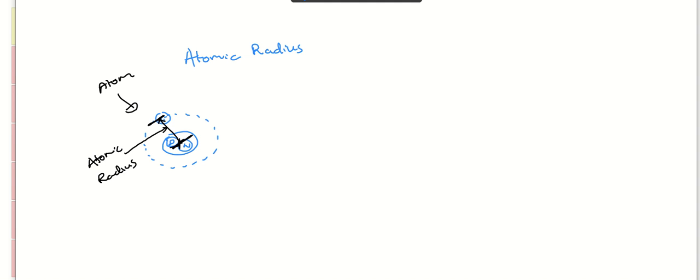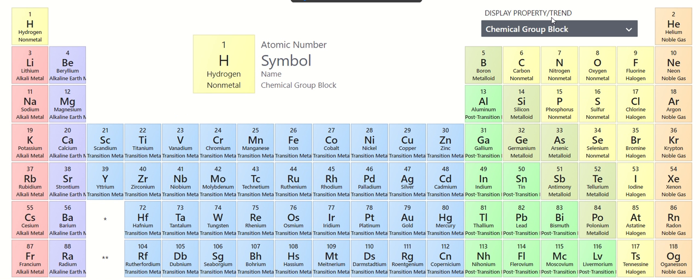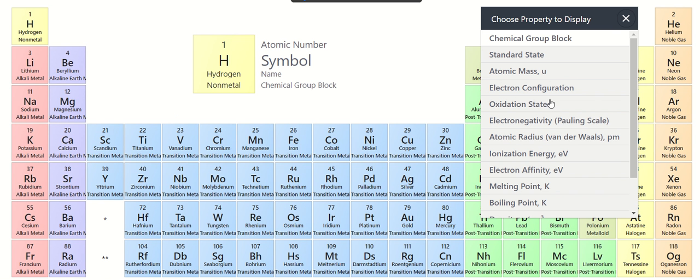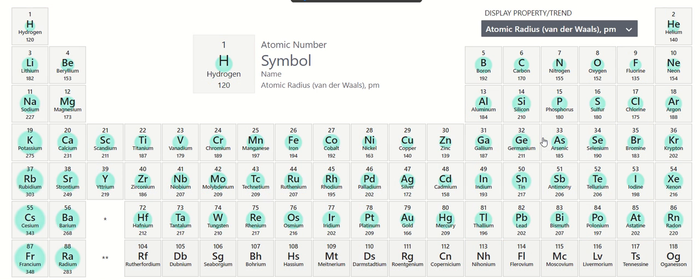Okay, so if I go to display properties and trends, just click on this, it will say atomic radius. Click on that. You can see, if we just look at the numbers from left to right, the atomic radius here is 120 pm, which is picometers. That's 10 to the power of minus 12. Very, very small number. And then on this side here, the helium has 140. We'll go a bit further down.